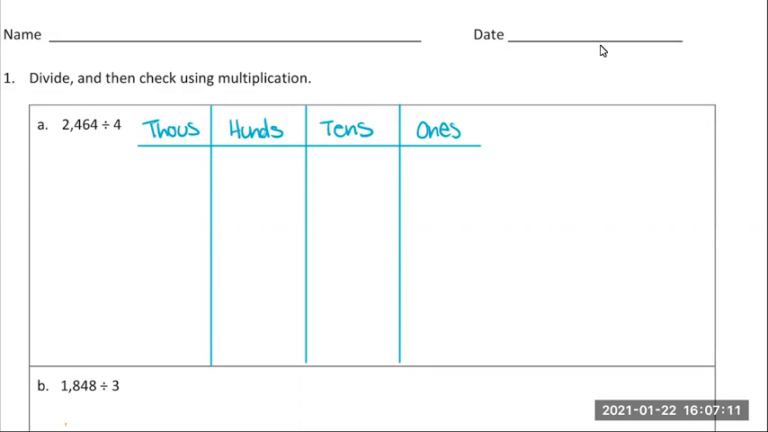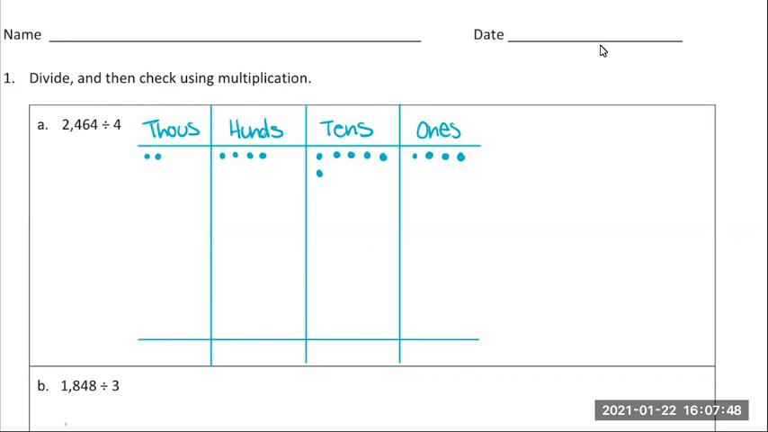So our first step is to represent our number in our place value chart. So we are going to put 2,464 in our place value chart that I have previously already drawn. There's my 2,000s, 400s, 6 10s, and 4 1s. And then I'm also going to draw my groups at the bottom.